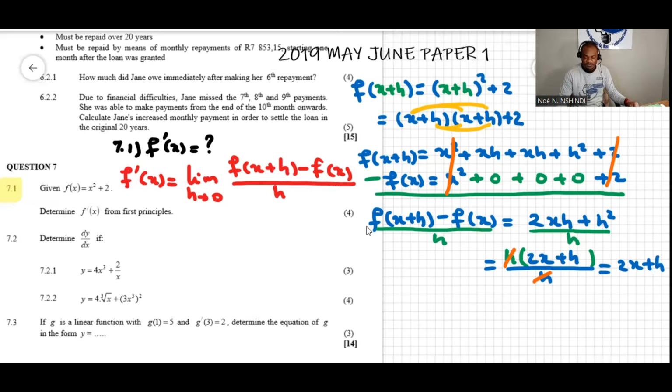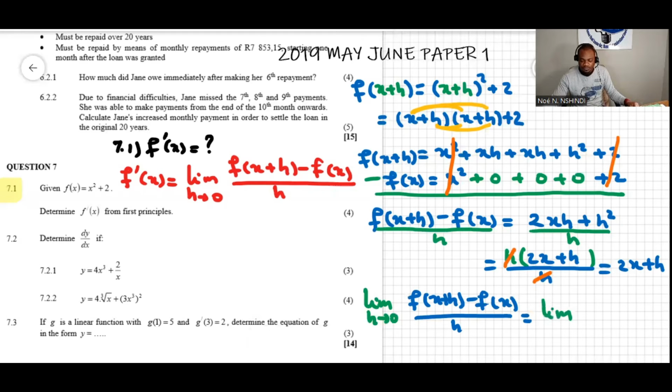So the limit over here, both sides. I'm going to place in the limit. So the limit as h approaches 0 of f of x plus h minus f of x over h is equal to the limit as h approaches 0 of 2x plus h.